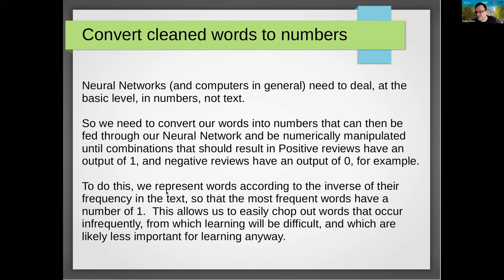So there's different ways you can do it. The way we're going to do it here, and it's a common approach for this, is we represent words according to the inverse of their frequency in the text. So the most frequent word will have a number of one. So that gets turned into the number one. The reason we do that is that allows us to really easily chop out uncommon words. Uncommon words are not going to be helpful to us because they're not used very often and they're not going to help us learn. We're interested in the more common words. And so we can say we only want the 5,000 most common words used, or the 10,000 most commonly used words.